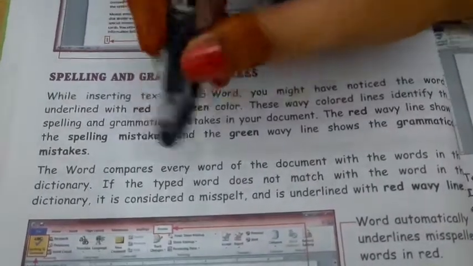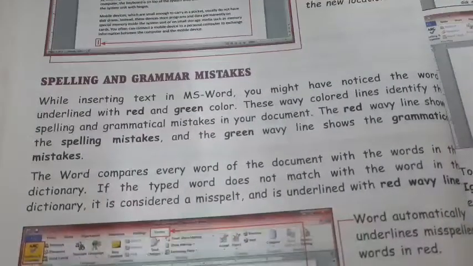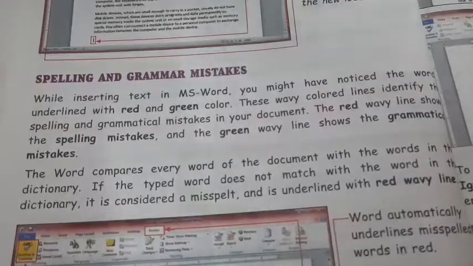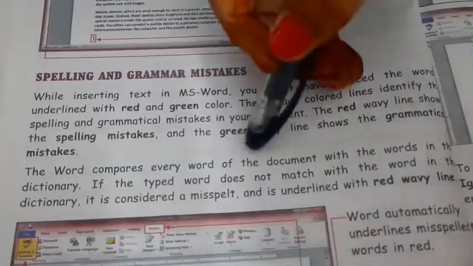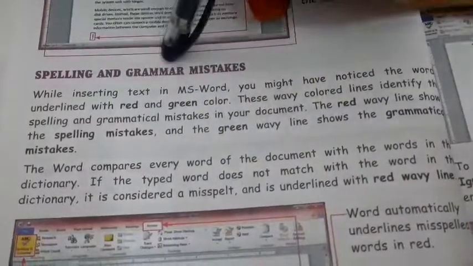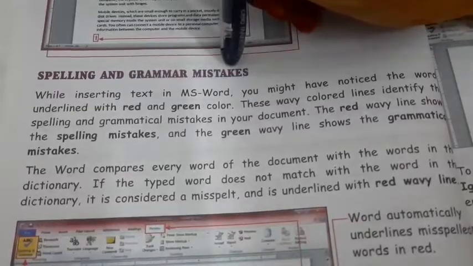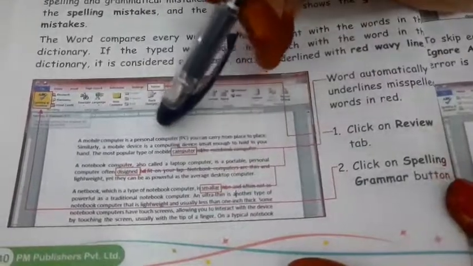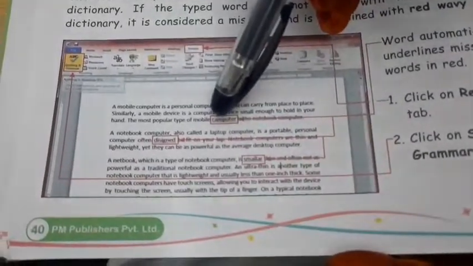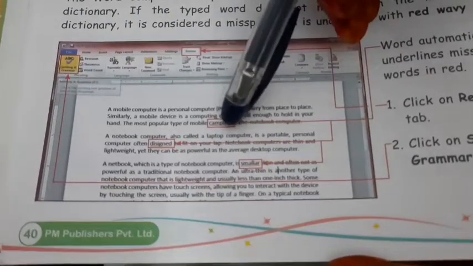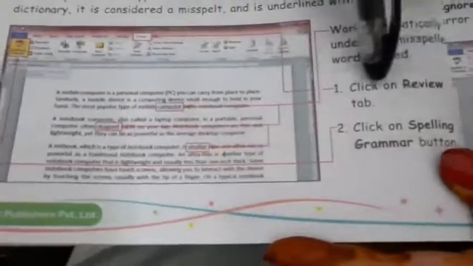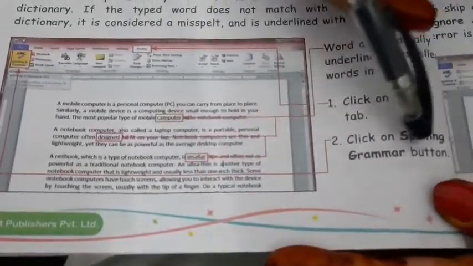Okay, so now when this kind of red wavy line or green line comes, and you do not know the correct spelling, it will show you the correct spelling also with the help of one very important feature, that is spelling and grammar. What you have to do is just click on that option. Like here, the spelling of computer is wrong. They have written computer with an extra A. So what they have done is clicked on this word, and then clicked on the Review tab, then clicked on Spelling and Grammar. Then this box will appear.